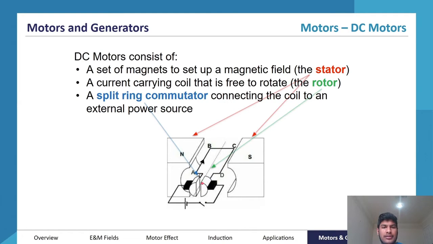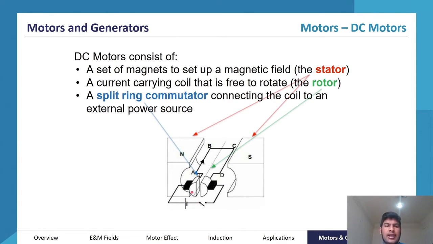And you've got the split rings here, the split ring commutator. The rotor pretty much consists of the current carrying coil and the split rings, but the current carrying coil is the thing that actually holds the current, and that's the thing that experiences the force. In terms of the split ring commutator, that's the part that connects the coil to the external power source. So this is our external power source. It could be, for example, a battery.